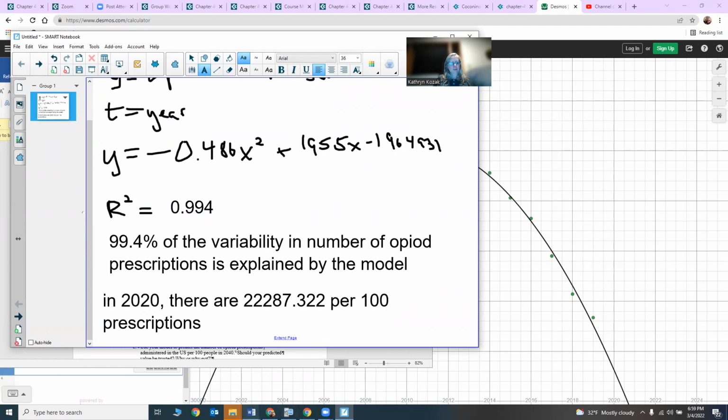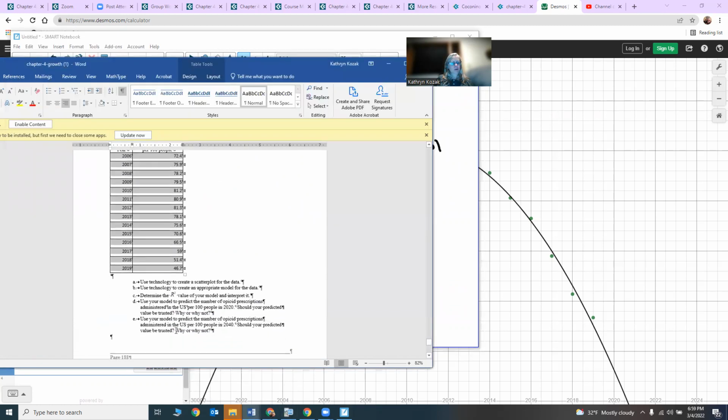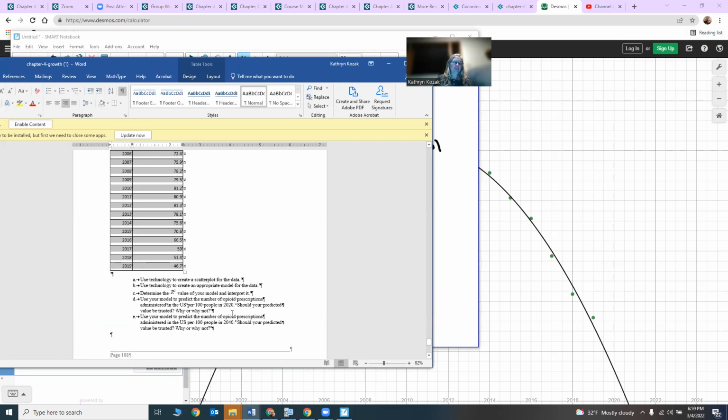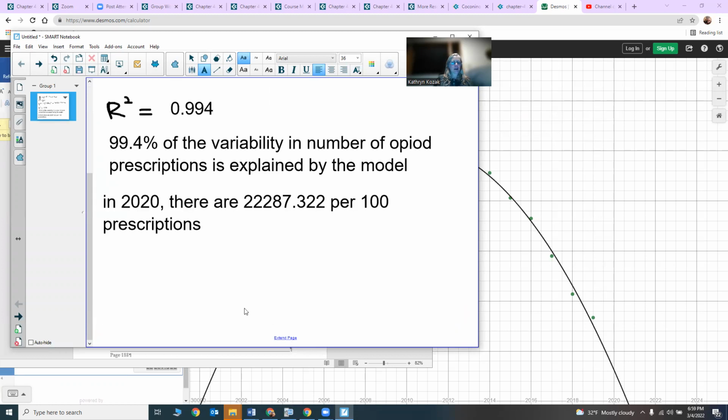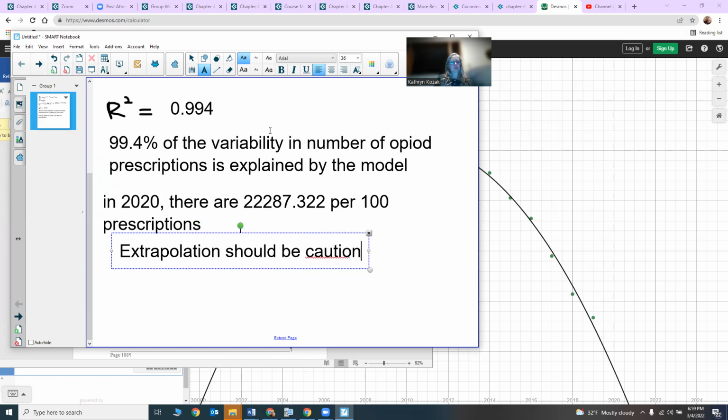Going back into it, the problem also says, should this be trusted? And the answer is no, it shouldn't be. There's been less and less prescriptions for this. This is just a model. This is extrapolation, so extrapolation should be cautioned, because you don't know if this is still what's happening. It could be that opioids are no longer prescribed at all, in which case it would be 0. So you can't actually use that, and it should be cautioned. It's not too far off though, but it shouldn't be exactly used.